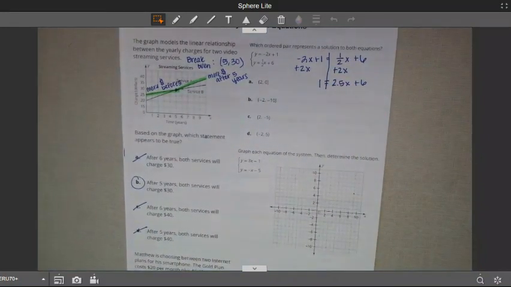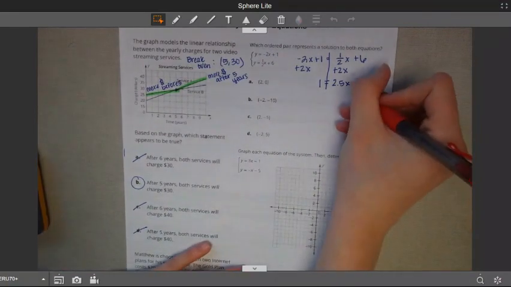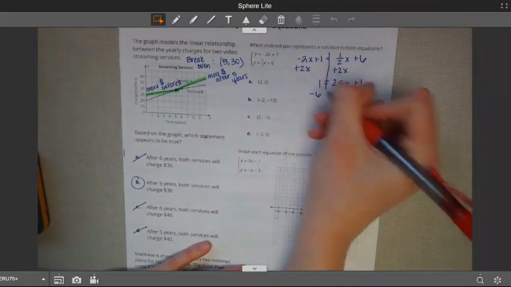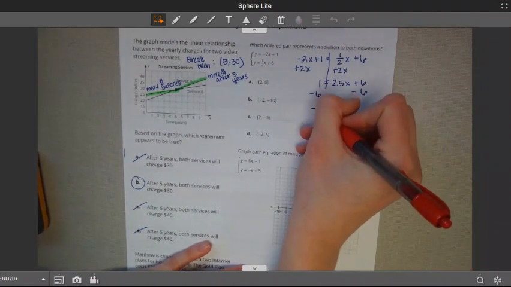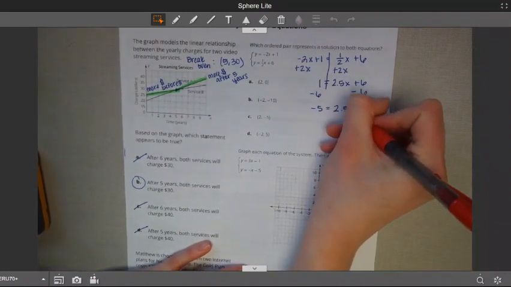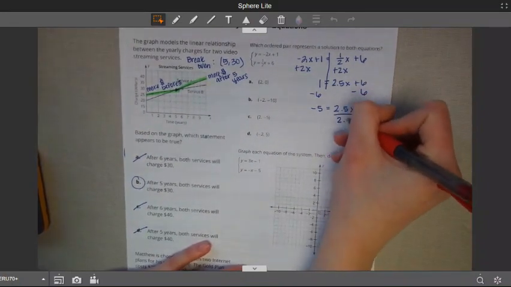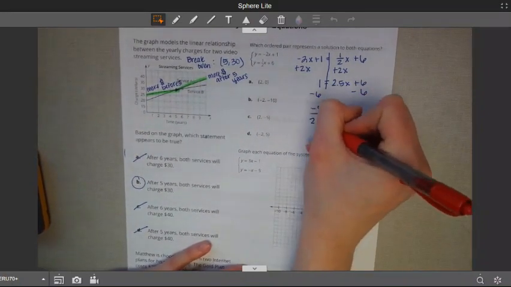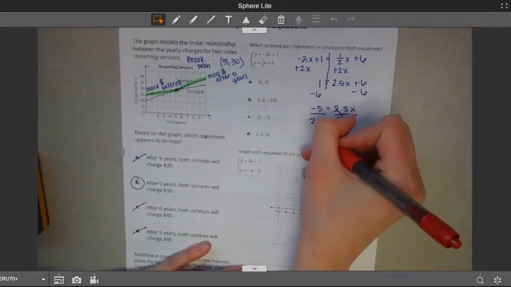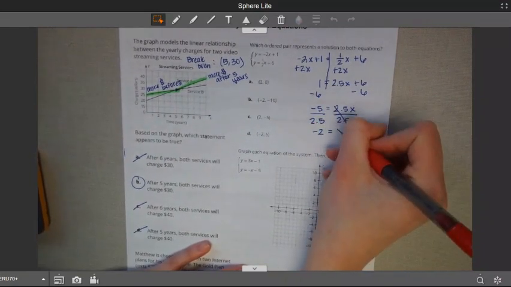Okay, so now to solve for x, I'm going to have to get x by itself. So I'm going to subtract 6 from both sides. 1 minus 6 is -5. So I get 2.5x is equal to -5. To get x by itself, I divide both sides by 2.5. And -5 divided by 2.5 is -2.